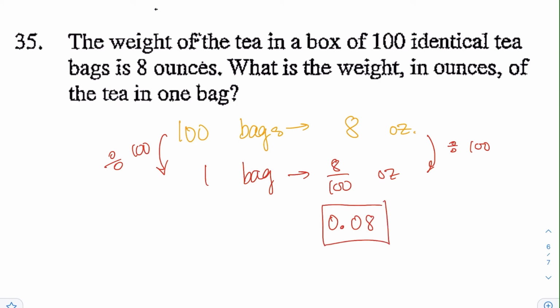So the answer will be 0.08, or you can simplify this as a fraction. If you divide by 2, that will be 4 over 50, and if you divide by 2 again, that's 2 over 25.